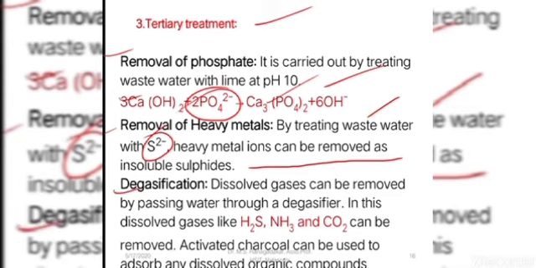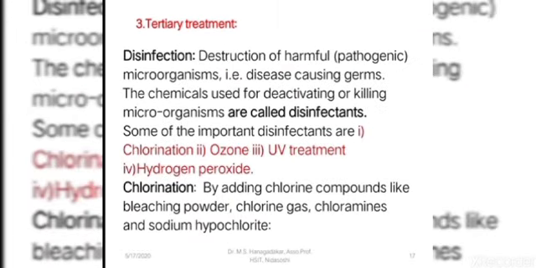One more important step I want to discuss in the tertiary treatment is degasification. Degasification means the removal of dissolved gases from the wastewater. Dissolved gases can be removed by passing the water through a degasifier. In this process, impurities like hydrogen sulfide, ammonia and carbon dioxide can be removed, and active charcoal can be used for the adsorption of the remaining dissolved organic components. This is about the primary treatment, and the secondary treatment, also called biological treatment.